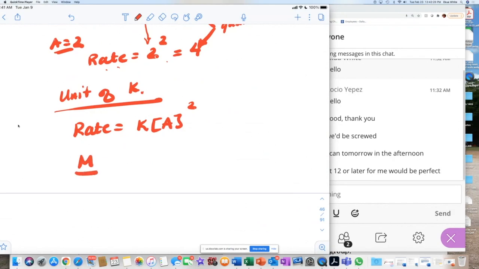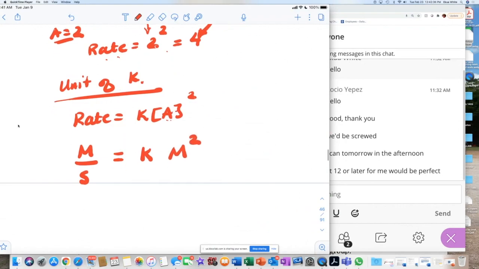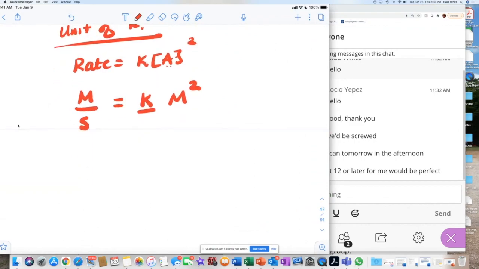Rate has a unit of M over S. So that part is done. Equal K. We're trying to solve for K. The unit for concentration by default is M, but now we're squaring it, right? So M squared. We're trying to solve for K. Divide by M squared, and then divide this part by M squared. Cancel, cancel.